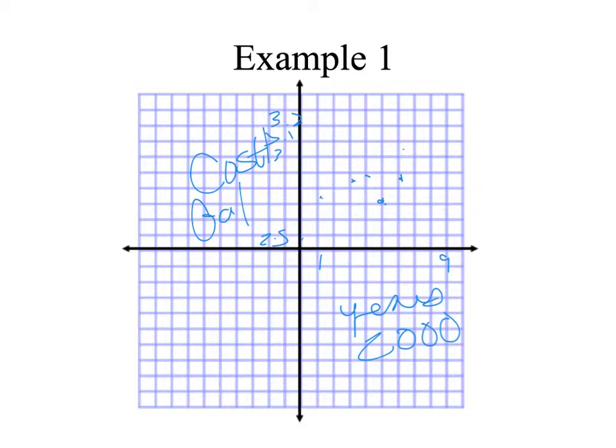Year 7, $2.88. Year 8 was $3.17. And year 9 was $3.24. Oh, that should be over here. $3.24. So now you want to create your line of best fit.